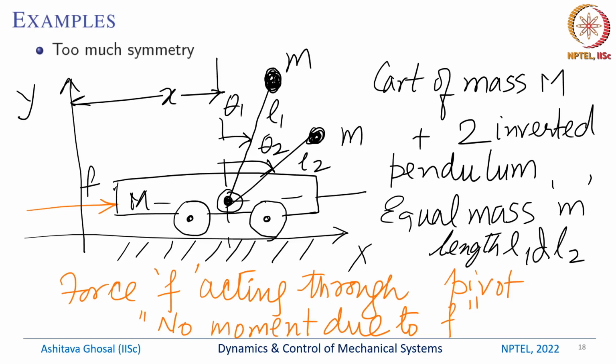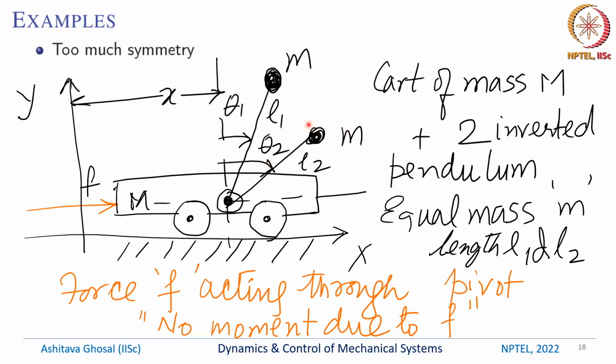Let's take one more example, which is a little bit interesting. It is an extension of this inverted pendulum on a cart, but now we have two inverted pendulums. So this is the same cart. We have a force which is applied. The mass of the cart is m, and the location of the hinge of both the pendulums is given by x. The first pendulum is rotating by theta 1. It has m and L1. The second pendulum is rotating by theta 2. It is m and L2.